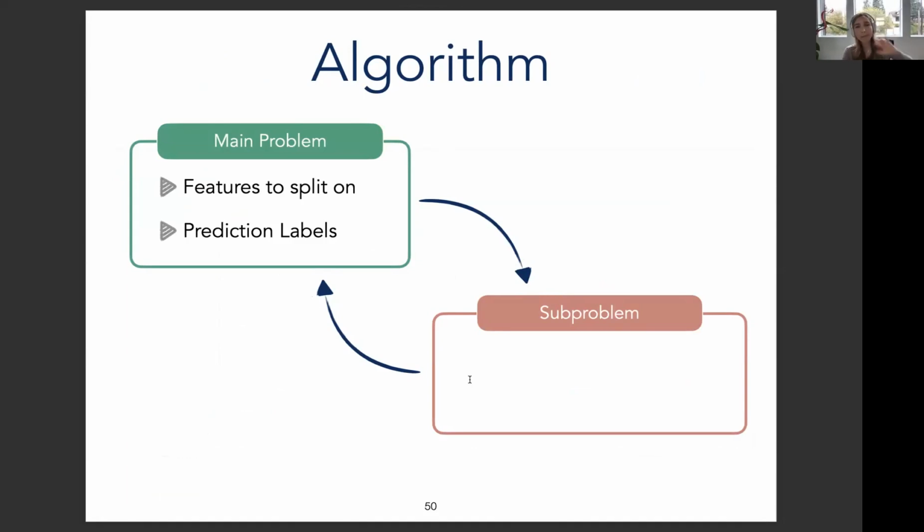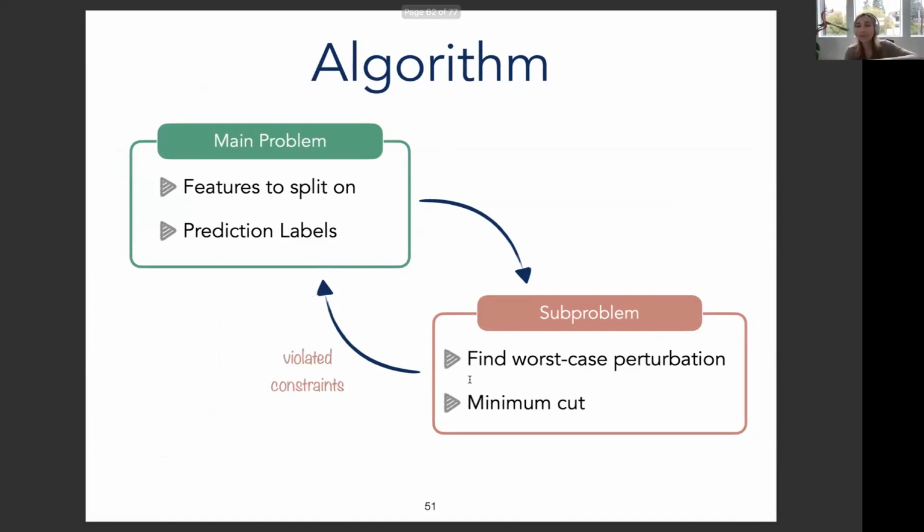So just to summarize here. In the main problem, we're going to optimize over the features to split on, the level of the feature to split on, and then our labels. In the subproblem, we're going to identify a worst case perturbation and a minimum cut. This is going to help us identify violated constraints in the main problem that we're going to add iteratively. So what is interesting is how we solve this subproblem. I'm going to tell you at the high level how we solve it.